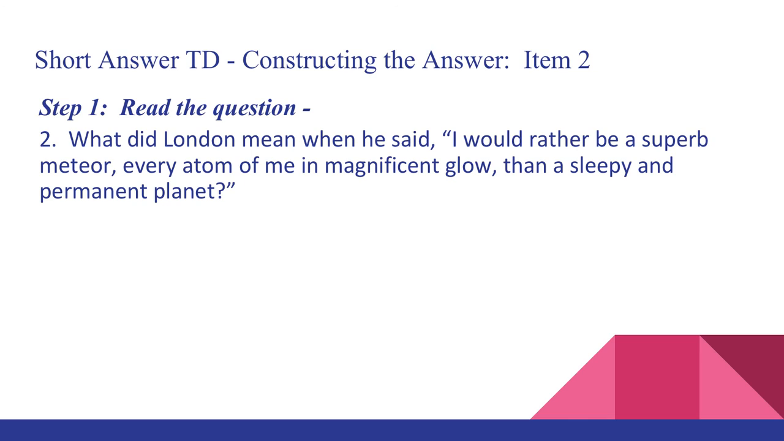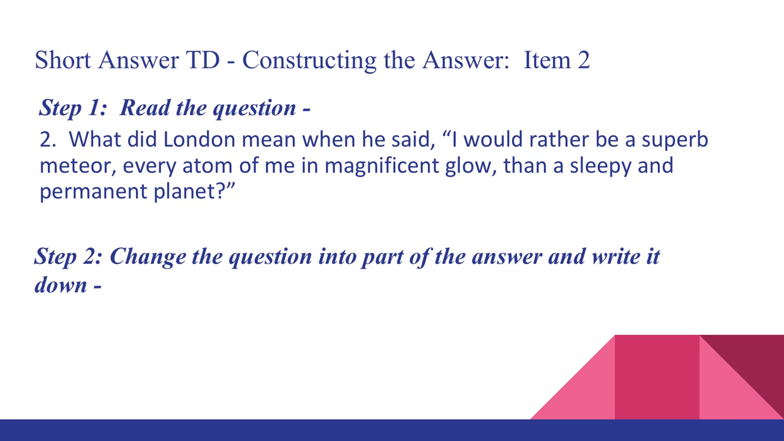So read the question. What did London mean when he said, "I would rather be a superb meteor, every atom of me in magnificent glow, than a sleepy and permanent planet"? Okay, so remember, step two was to reword the question to change it into part of the answer and write it down. So let me think about this. Okay, I think I'm going to do this. London's quote means... Now notice, I didn't rewrite the quote or anything, but I referred to the quote. So I changed the question into part of the answer, and this is how I wrote it down.